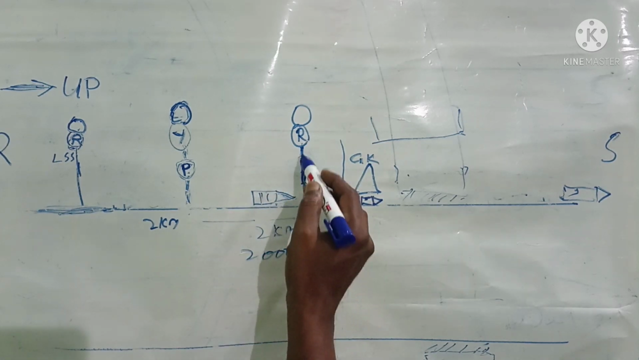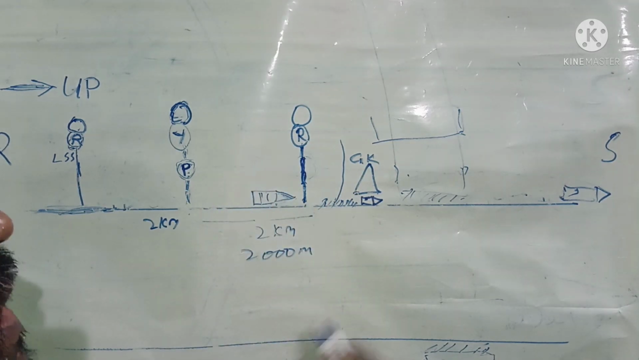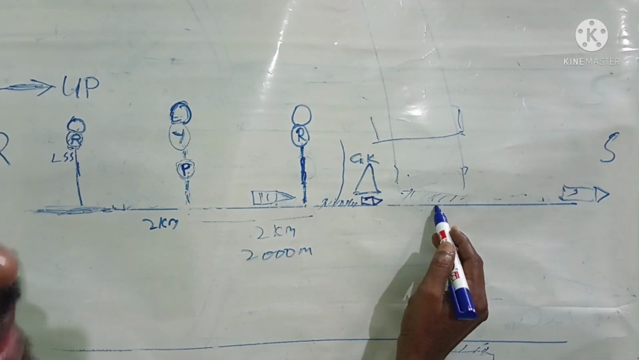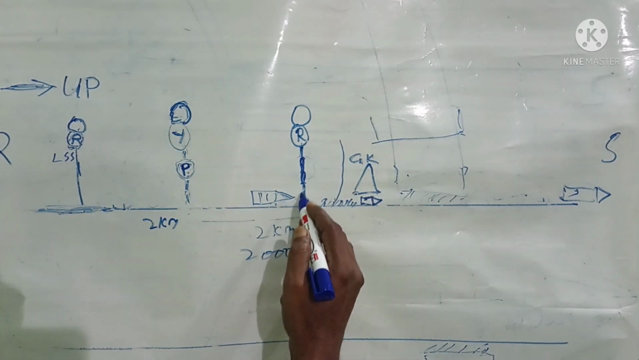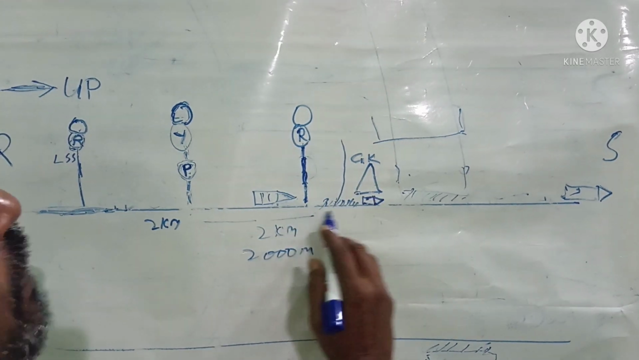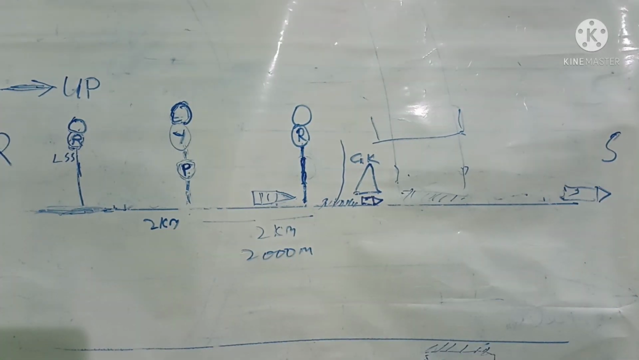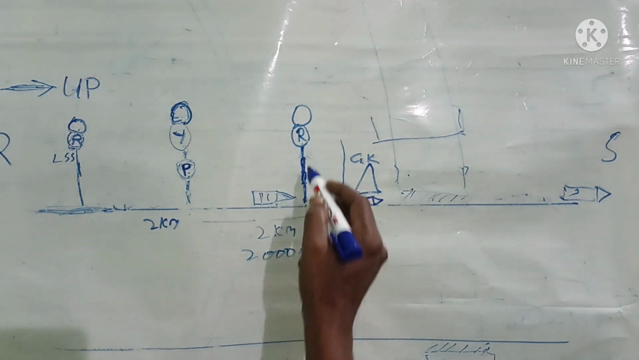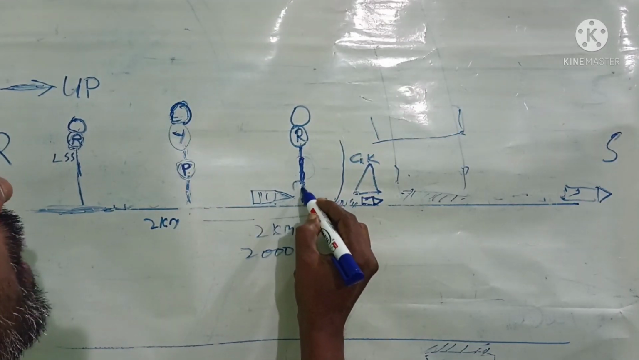Here, when the loco pilot has come to a stop at the foot of this signal, the GK, after closing the gate, will go to the engine and stand at the footplate and pilot the train across this LC gate. So this is the procedure.